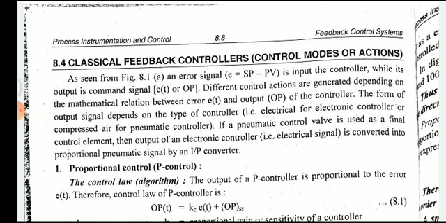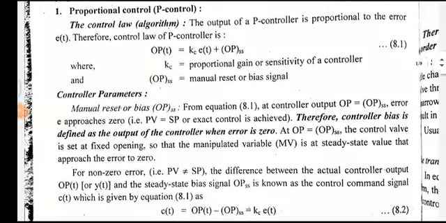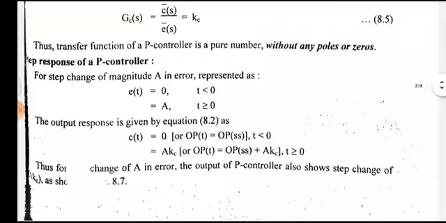In a fully automated system, controllers are used. These are the P control and I control, that means proportional control and integral control, then PI control, then PID control. Basically, we discussed only two types, that is P and I, that is proportional control and then integral control.